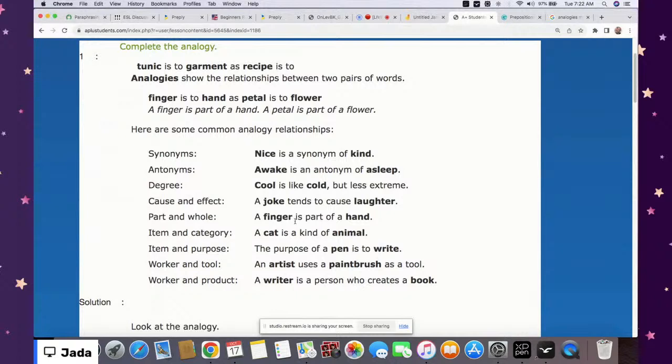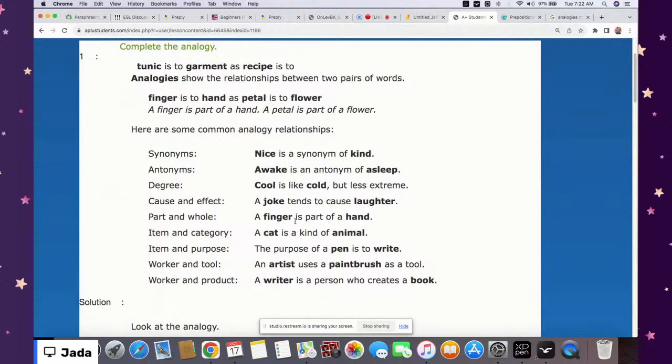So remember that there's synonym, which is nice to kind; antonyms, which is opposite, awake to asleep; degree, cool to cold, it's like but less extreme; and joke tends to cause laughter. A finger is part of a hand, part and whole. A cat is a kind of animal, item and category. Then worker and tool, artist, paintbrush, item and purpose, pen, right.